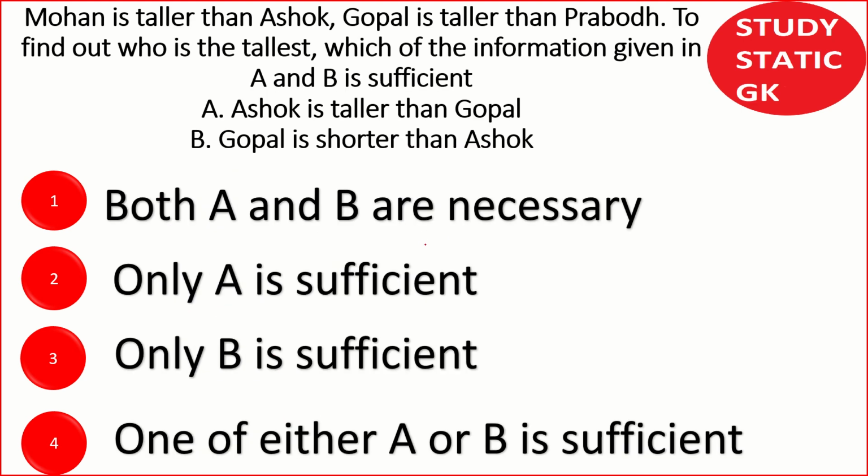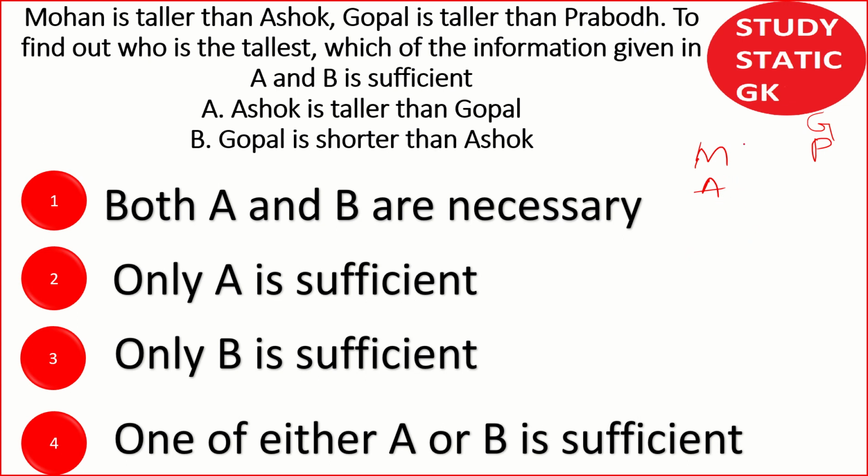Mohan is taller than Ashok. Gopal is taller than Prabodh. I'm writing this so that the upper one is taller, right? Mohan is taller than Ashok, and Gopal is taller than Prabodh. To find out who is the tallest, which of the following information given in A and B is sufficient.